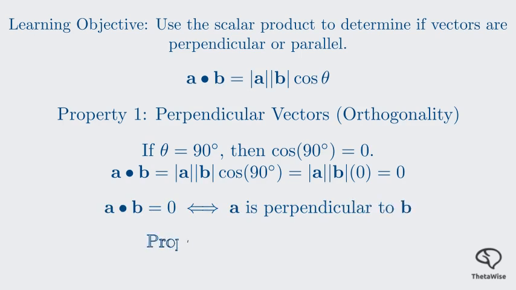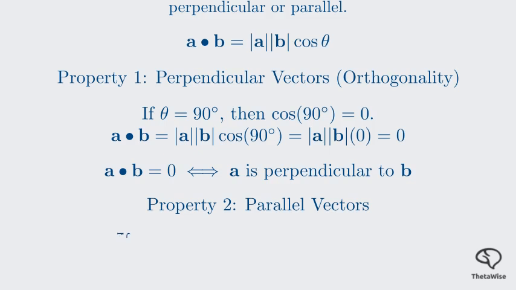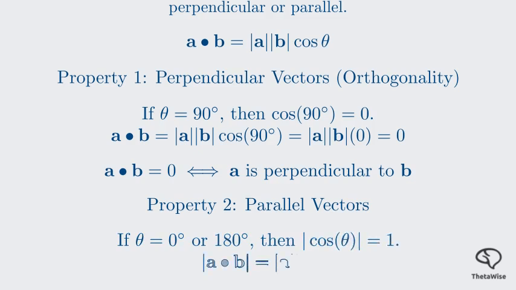Second, let's consider parallel vectors. If vector a is parallel to vector b, the angle theta between them is either 0 degrees, same direction, or 180 degrees, opposite directions. If theta is 0 degrees, cos 0 is 1. If theta is 180 degrees, cos 180 is negative 1. In either case, the value of the scalar product is plus or minus the product of their magnitudes. This means that the absolute value of the scalar product is equal to the product of the magnitudes. If this condition holds, and the vectors are non-zero, they must be parallel. So we can test for parallel vectors by checking if this equality holds.